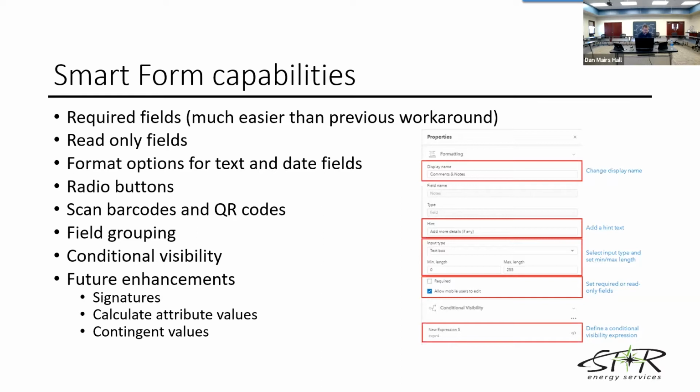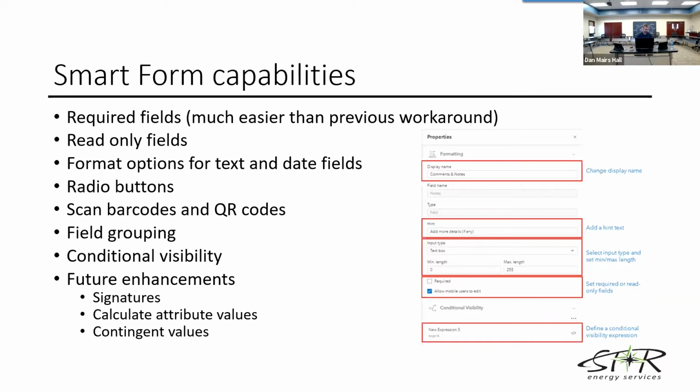Then there's more format options now, so you can do text boxes or larger boxes. There's a couple different things, like radio buttons, and then the date fields, you have a couple different options too. There's also scanning of barcodes. I think they introduced that in Collector at the end too, but that's in Field Maps as well.